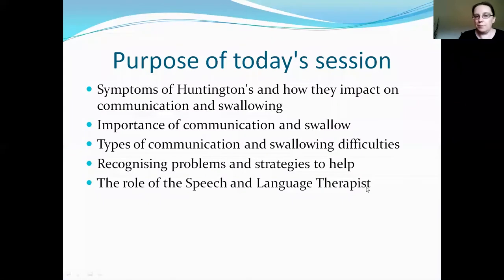So the purpose of today's session is to have a quick run through the symptoms of Huntington's and how they impact on communication and swallowing, the importance of communication and swallowing, the types of communication and swallowing difficulties people with Huntington's face, recognising those problems and the strategies that you can use to help, and what the role of the speech and language therapist is in helping these people.